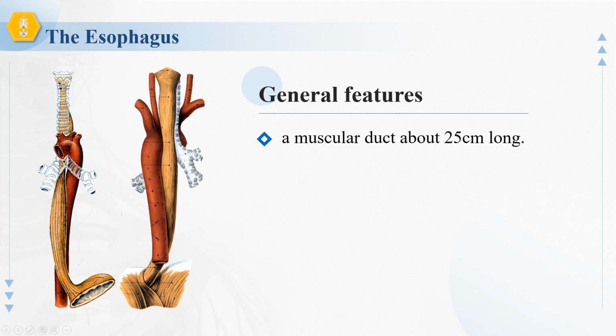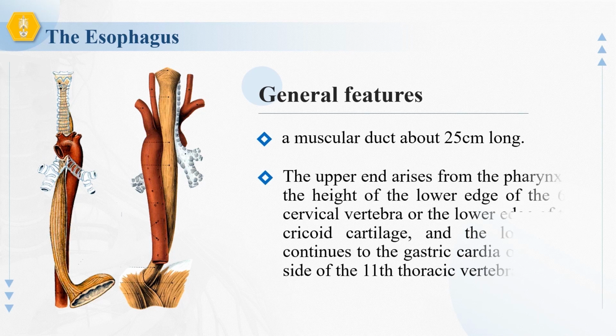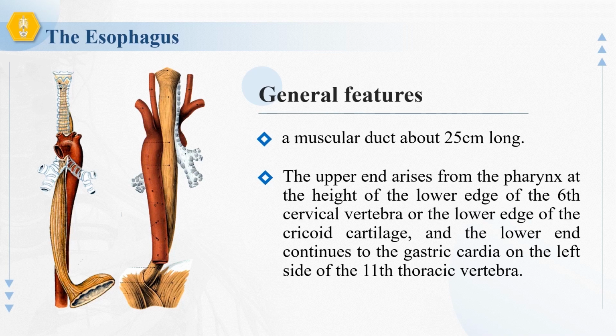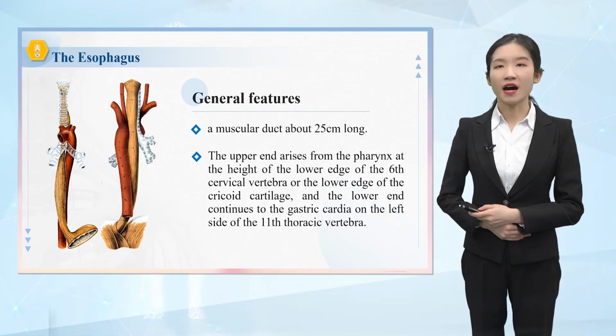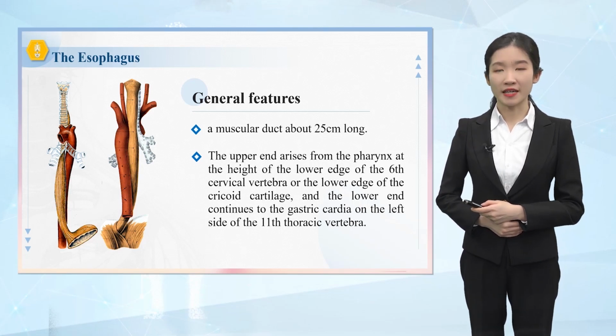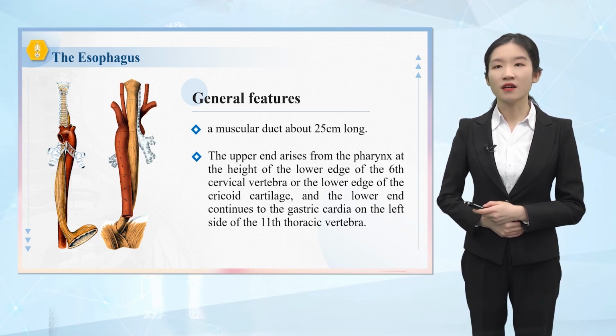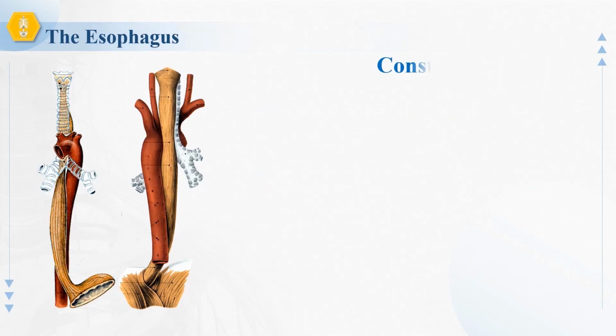The esophagus is a muscular duct about 25 centimeters long, and the upper end arises from the pharynx at the height of the lower edge of the sixth cervical vertebra, or the lower edge of the cricoid cartilage, and the lower end continues to the gastric cardia on the left side of the 11th thoracic vertebra.